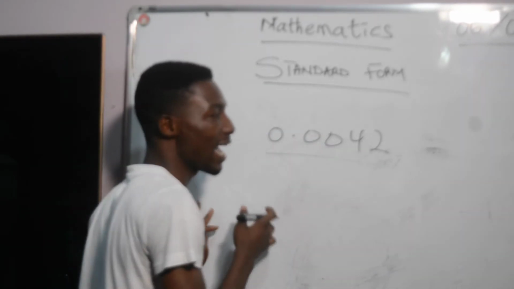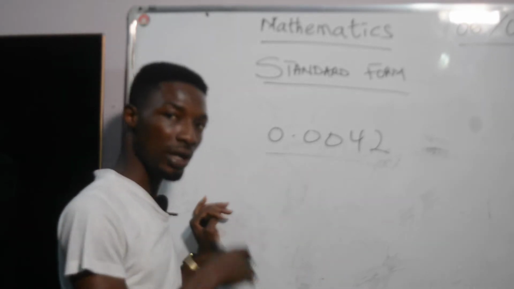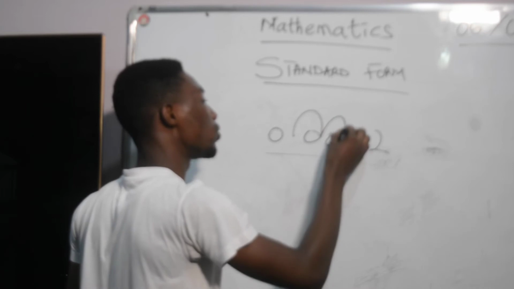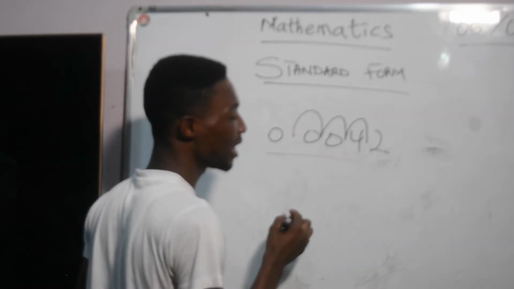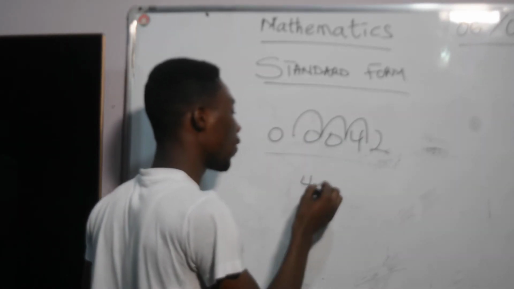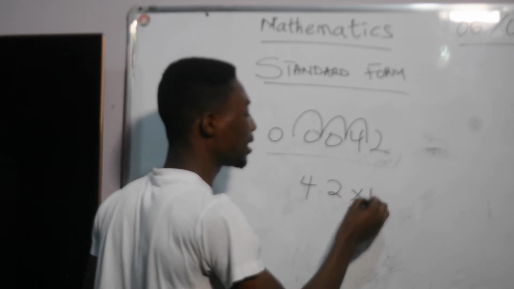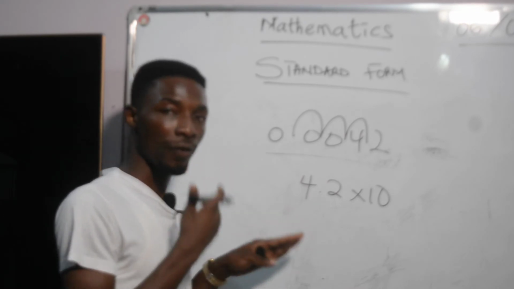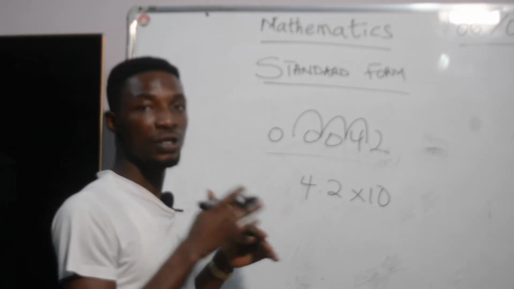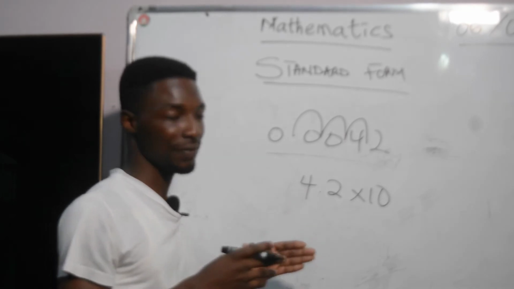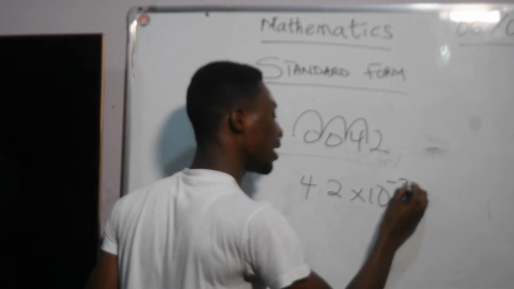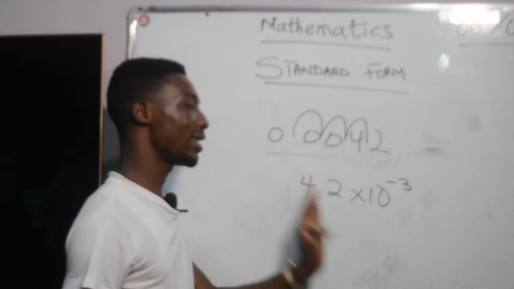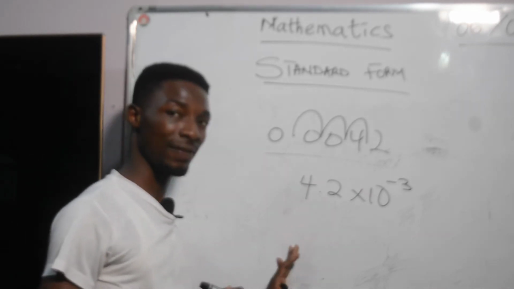This time, I have to jump backwards, not to the front. So I start jumping 1, 2, 3. I jump 3 times, so I'm going to get 4.2 times 10. Now, because I jumped backwards, not to the front, my power is going to be negative instead of positive. So it is going to be minus 3, 4.2 times 10 to the negative 3 instead of being positive 3.